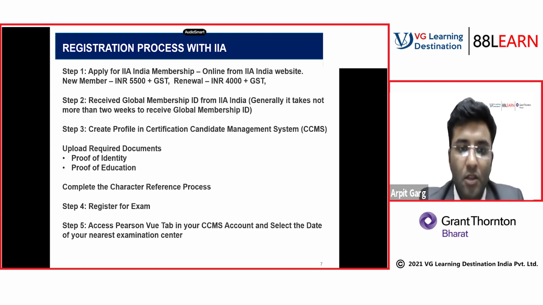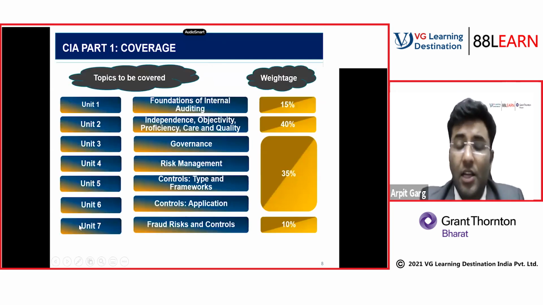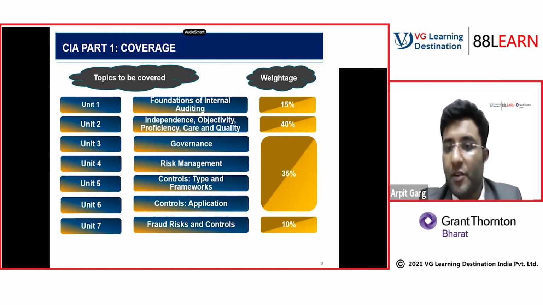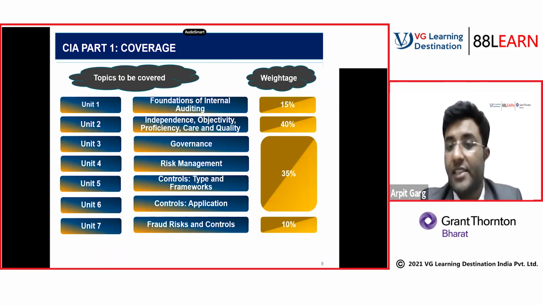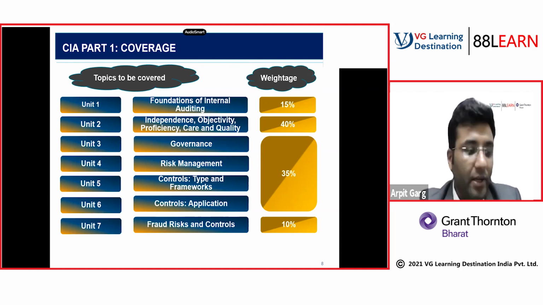Okay, I'll move to the next slides, guys. Now the CIA Part 1 coverage. Someone asked me the difference between the sections and the units. So these are the 7 units. In the sections, section 1 was foundation of internal auditing, which is unit 1. Section 2 was independence. Section 3 was objectivity. Section 4 was proficiency and due professional care. Section 5 was the QIP program. Section 6 was governance and management control. And section 7 was fraud risk. So exactly that is how it has been structured here.